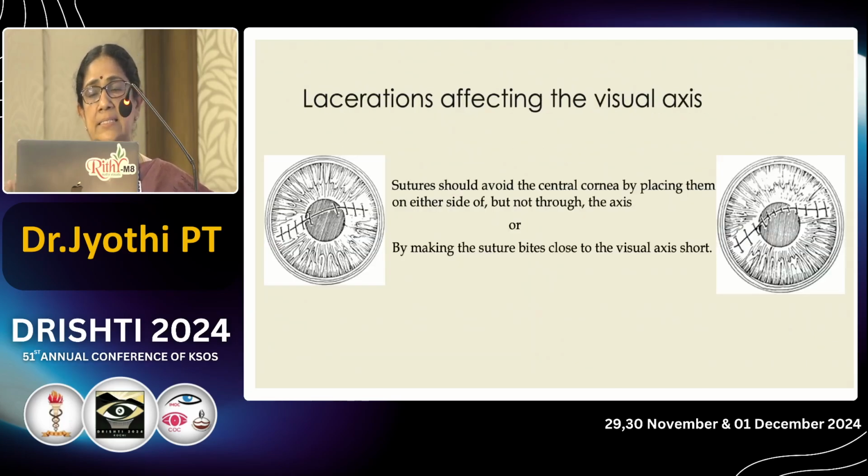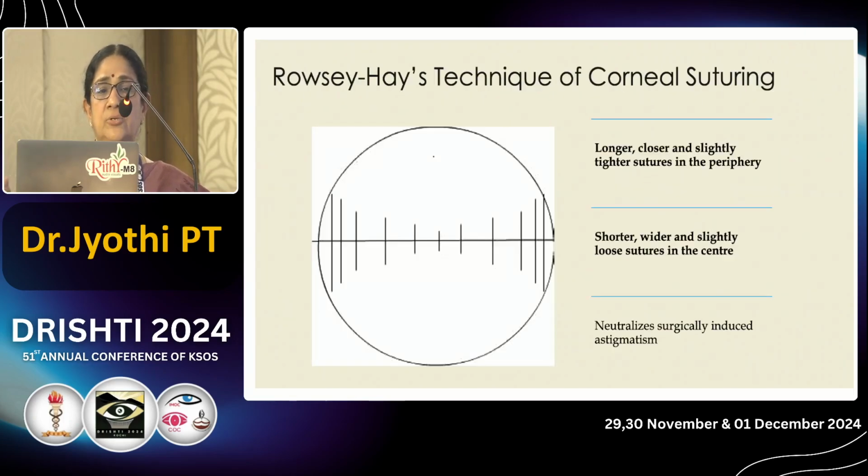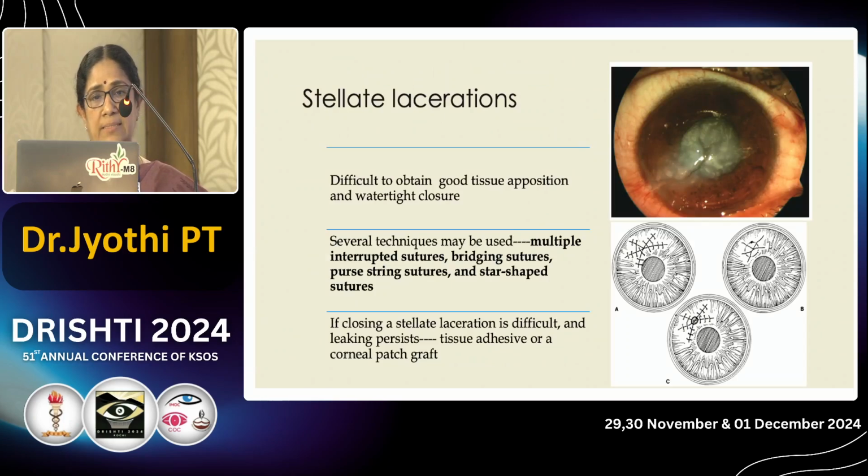When the laceration is affecting the visual axis, either you should avoid the central cornea by placing them on either side but not through the axis, or by making the suture bites close to the visual axis shorter. So this is the Rose-Hayes technique of corneal suturing, where you put longer, closer and slightly tighter sutures in the periphery and shorter, wider and loose sutures in the center, which will neutralize the surgically induced astigmatism.